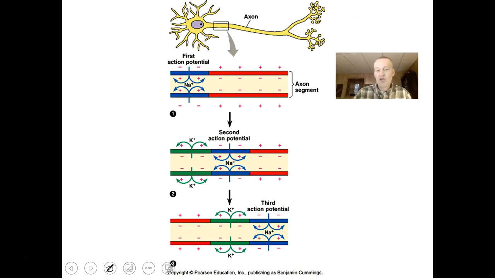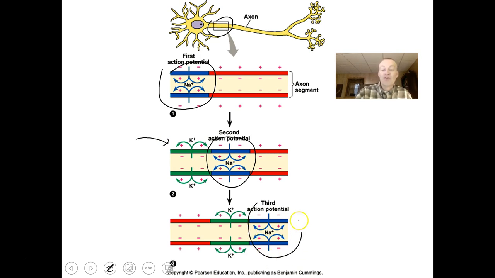So this shows you an action potential, and you can see the action potential is a sequence. So our first action potential occurs right here, and you can see sodium floods in. The second action potential is triggered from that first action potential, and the first action potential is going through a repolarization, so going back to negative. The third action potential is triggered by the second action potential, and you can see sodium flowing in, and you can see the potassium is flowing out where that second action potential was. That allows for a repolarization to occur.